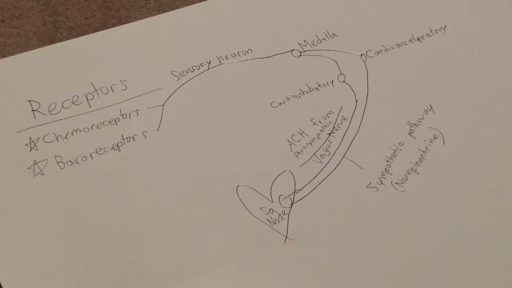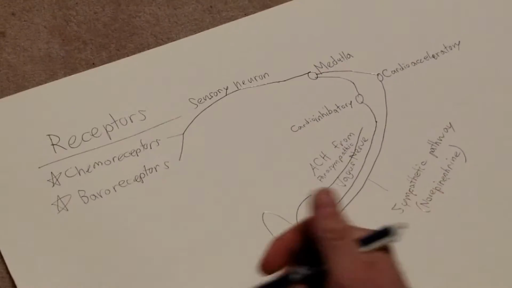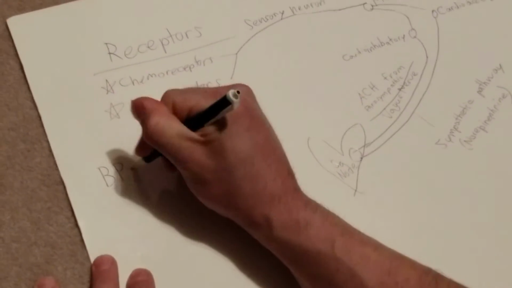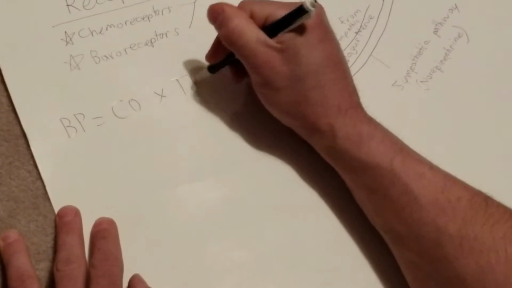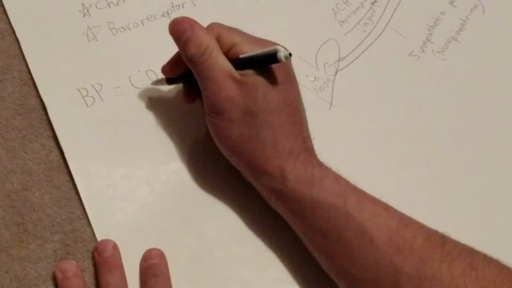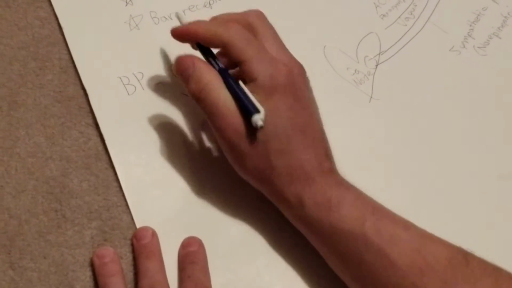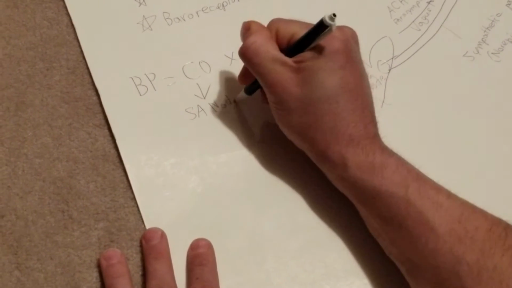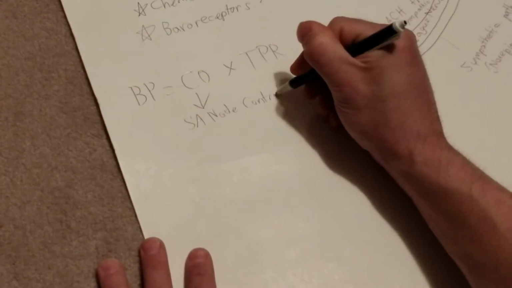The way that this affects our blood pressure in the short term is that these all affect our cardiac output. The equation for blood pressure is cardiac output times total peripheral resistance. All of this right here affects the cardiac output, and that's SA node control. That's what we'll refer to all this as.